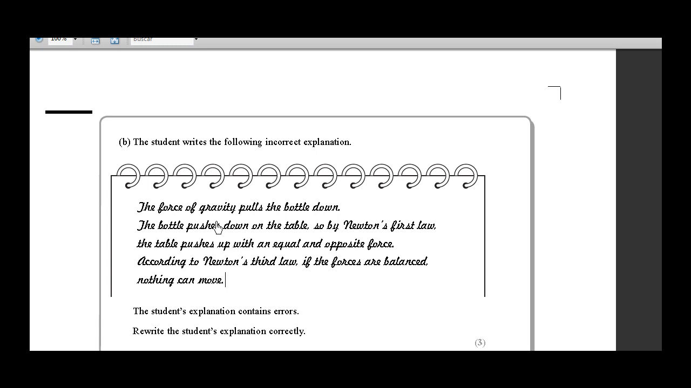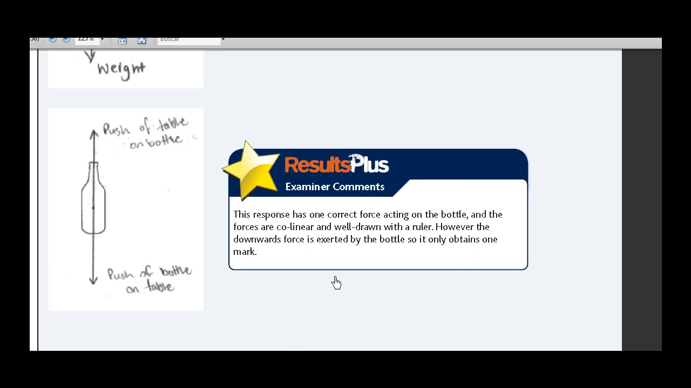Another one is that the force of gravity does pull the bottle down and the bottle pulls on the table, but the first law doesn't have anything to do with the fact that the table pushes up with an equal and opposite force. That's the third law. The first law would say that if it doesn't have any velocity, if it's not accelerating, if it's moving at a constant velocity, or if it's stationary, there's no resultant force applied on the object. That's the first law. So he's got a big mix here of a lot of ideas. Now, what do they say in the corrections?